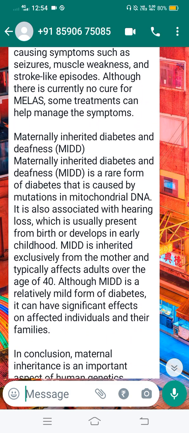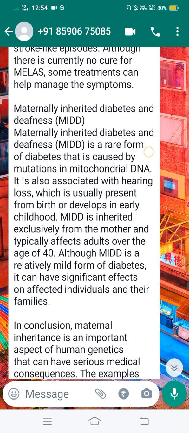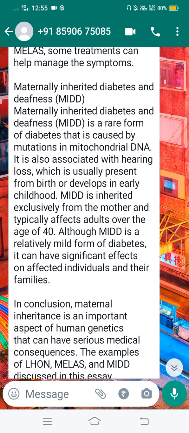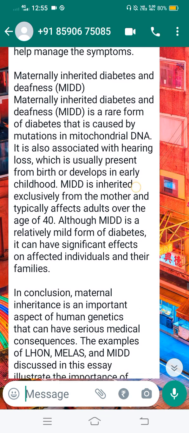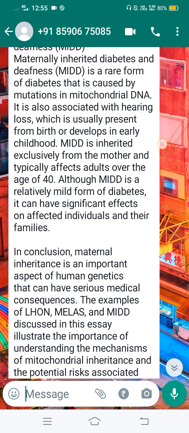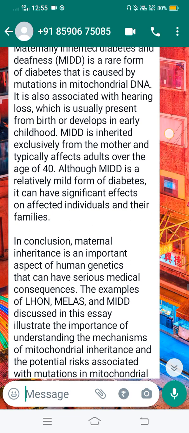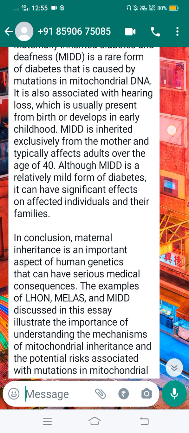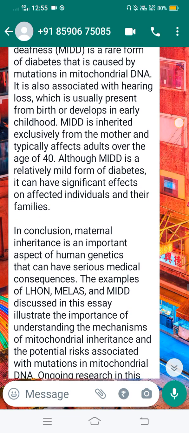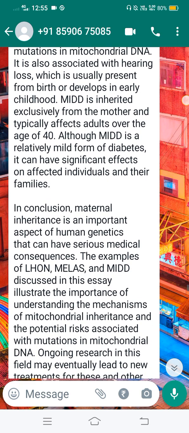Maternally inherited diabetes and deafness. Maternally inherited diabetes and deafness is a rare type of diabetes that is caused by mutations in mitochondrial DNA. It is also associated with hearing loss, which is usually present from birth or develops in early childhood. MIDD is inherited exclusively from the mother and typically affects adults over the age of 40. Although MIDD is a typically mild form of diabetes, it can have significant effects on affected individuals and their families.